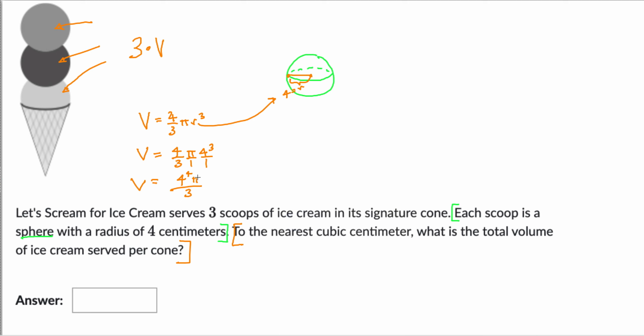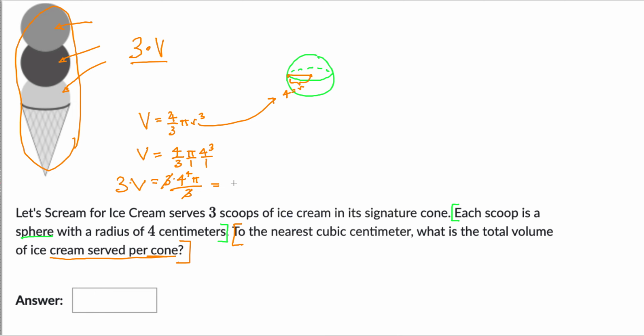And to make it even easier for yourself, since this is the volume of 1, you realize that you got to multiply by 3, we want 3 scoops. Multiply by 3 on both sides to get 3 times the volume of 1. 3 divided by 3 becomes 1. And now we know that the volume of 3 scoops, which is 1 cone, this is 1 whole thing, right? It's 3 scoops, that's what we're looking for, is going to be 4 to the fourth times pi.